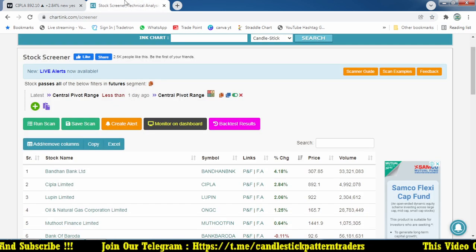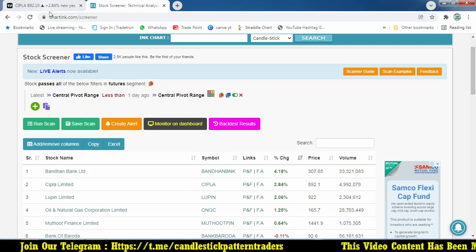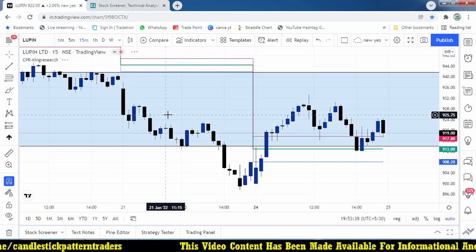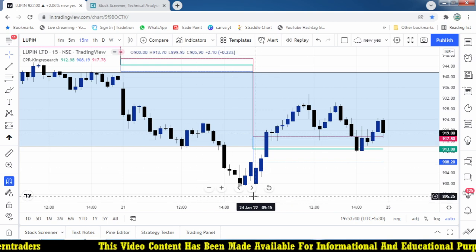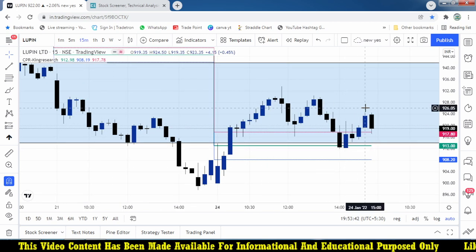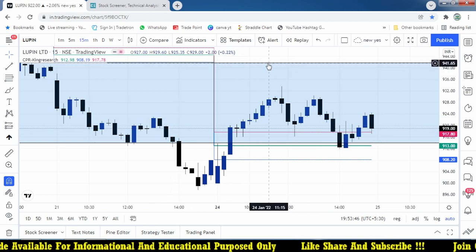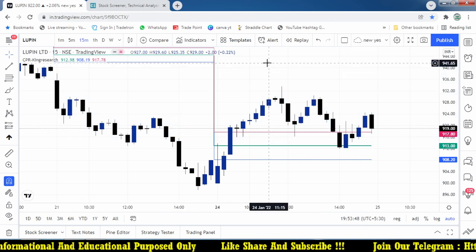The second one: Lupin, ONGC, Muthoot Finance. We try Lupin. That's okay, the bearish kind of trade. So this is the one I am expecting for a bearish kind of trade. Let me show you something interesting. I'll apply my candlesticks here.